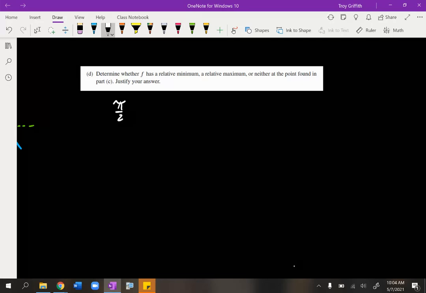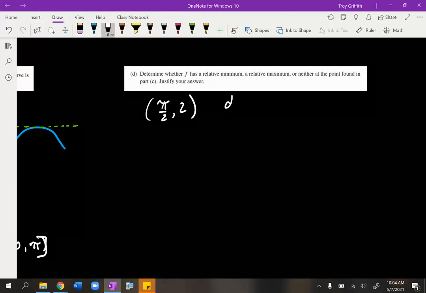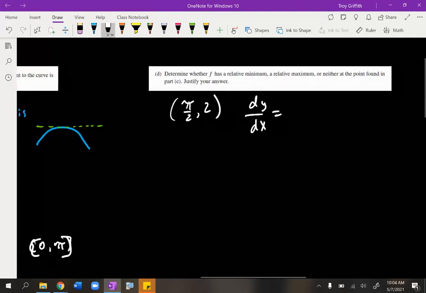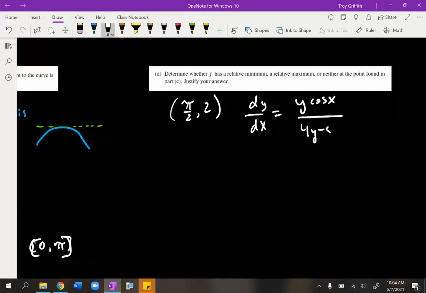The point that we just found was pi over 2, comma 2, and dy dx. I'm going to make a note here since we're talking about relative max or mins. Dy dx is equal to y times the cosine of x divided by 4y minus sine of x. Okay, so what I like to think about here is, well, in order for a relative maximum or minimum to occur, dy dx has to be equal to 0.